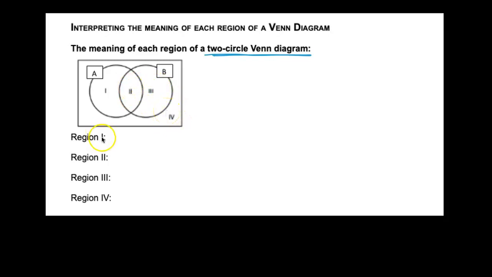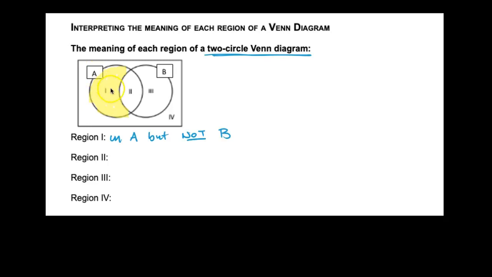And what I'm going to do is let's go through each region and talk about what that means, or if an element's in that region, how could we describe that element? So for region 1, I'm going to go ahead and highlight where region 1 is. So region 1 is the part of circle A that is not overlapping with B. So the description might be, if an element is here, it means it is in circle A, but not B. So it's not a part of circle B. It's not touching B at all.